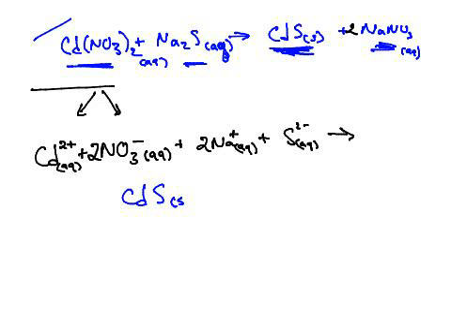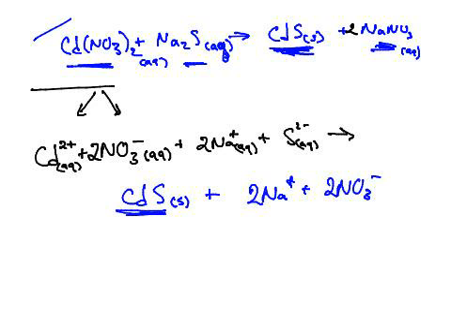Now, I leave this together. Now, why in the world would I do that, Mr. Sams? Well, it forms a solid, meaning it's not in an aqueous solution, so we're going to have to keep it together. It's a precipitate. Yeah, and I think of them as sticky. They like each other. Yep. Precipitates or insoluble things are sticky. They like to stick together, and so that's what it makes.